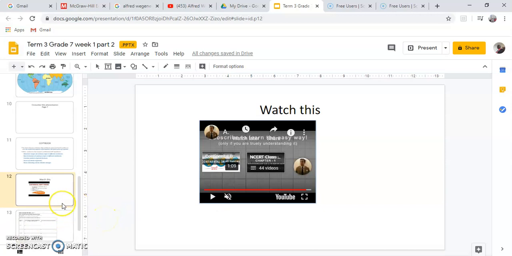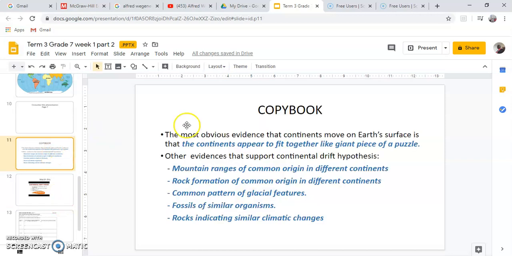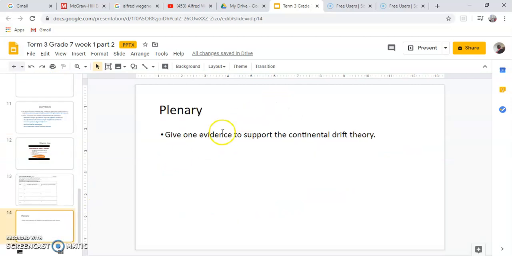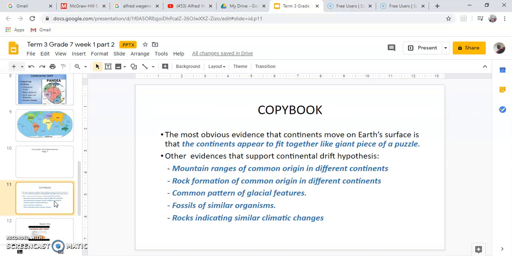Okay, so that's it. From the video and from what we've explained, you've discovered the evidences that support the continental drift theory. Quickly, we go to the plenary. You have to write out by yourself one of the evidences that you have understood. We have about 5 of them, and make sure you write down this in your copybook. Thank you so much, and see you in the next lesson.